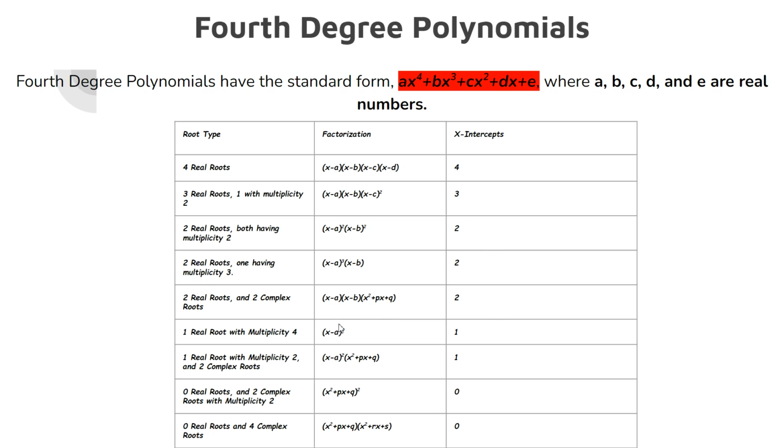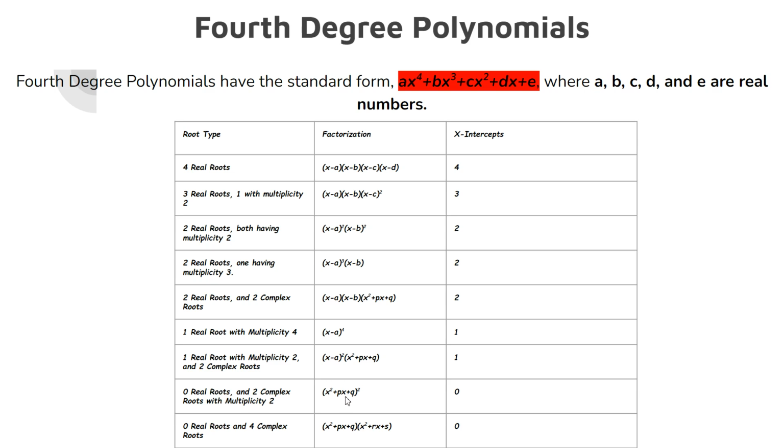Now, if you have 1 real root with multiplicity 4, it will just be 1 thrice repeated linear factor. Now, if we have 1 real root with multiplicity 2 and 2 complex roots, we would have it like this, where there's 1 repeated linear factor and 1 irreducible quadratic, which signifies the 2 complex roots. Now, you could have 0 real roots and 2 complex roots with multiplicity 2.